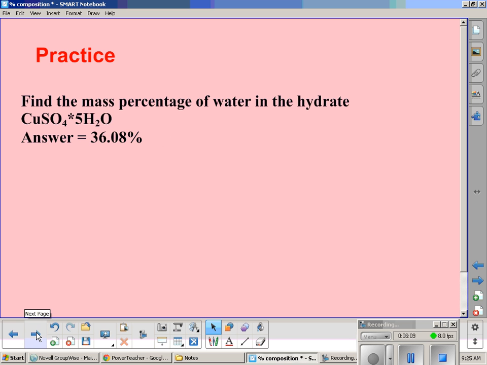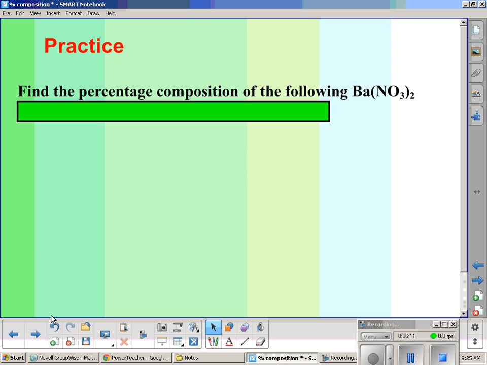Okay, I'm going to do one more example, and then we're going to call it quits for this video. We want to find the percentage composition of barium nitrate. Now, when it's worded this way, what we're looking for is what percentage of this thing is barium, what percentage of this compound is nitrogen, and what percentage of this compound is oxygen.